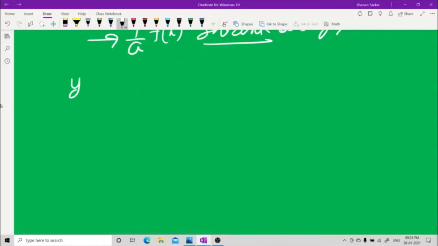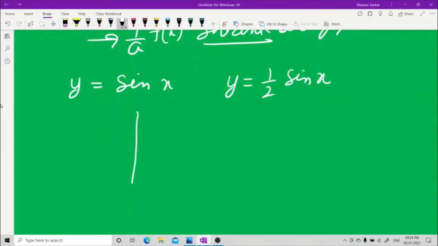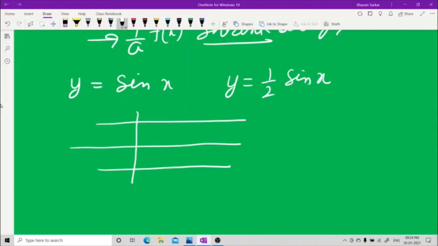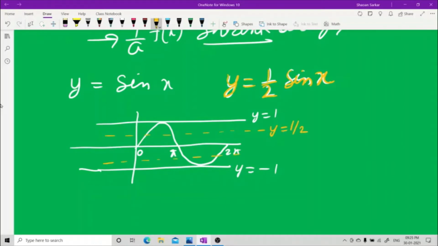y equal to sin x and y equal to half sin x. Your sin x graph is like this. This is your 1 and this is your minus 1, y equal to 1, y equal to minus 1. Your sine graph goes like this. This is 0, pi, 2 pi. In case it is halved, what will happen? Let me write it in this color, half sin x. This will shrink the graph. This is half and this is minus half, y equal to minus half. Now it will go like this, pass through it, and then go this way.